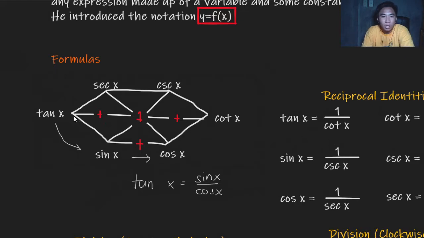And then, ito naman, yung line na to, yung nasa gitna, yan. So, si tan x is equal to 1 all over cotangent x. So, alam na natin na si tangent, kabaliktaran niya, cotangent. So, meron na tayong 1, 2, 3, 4.